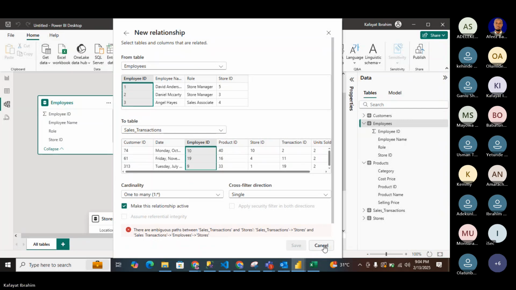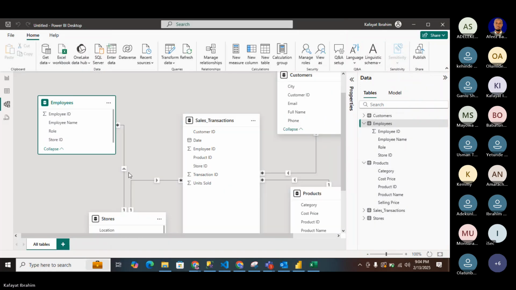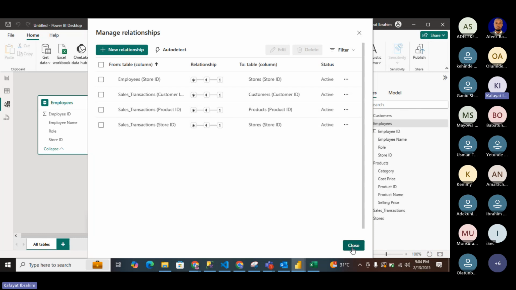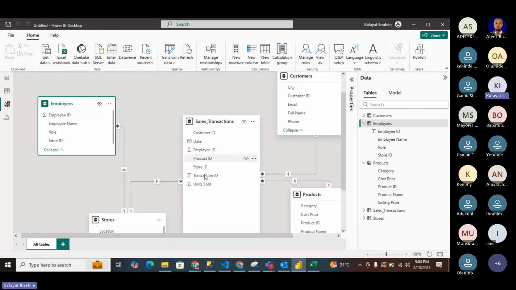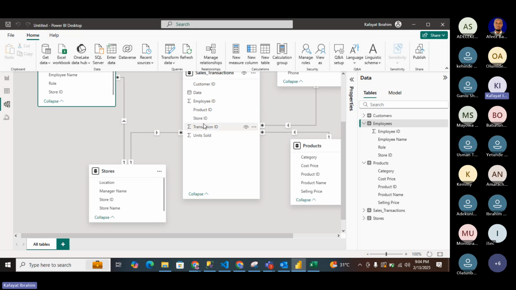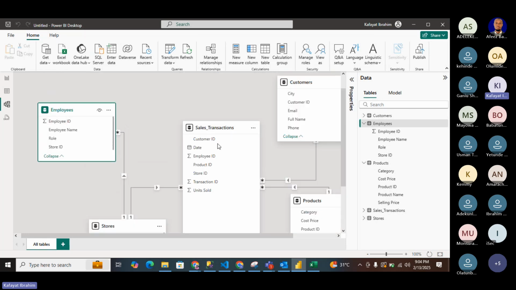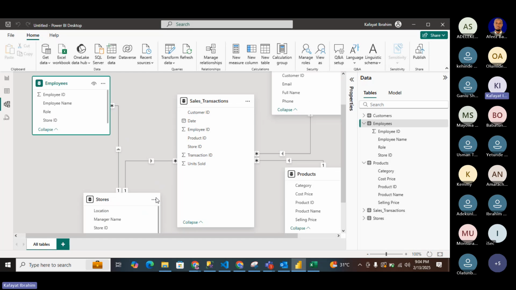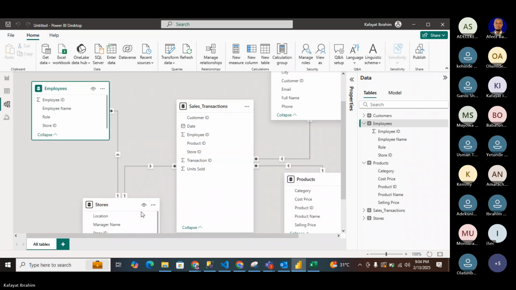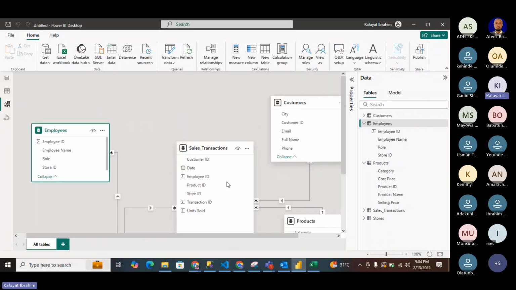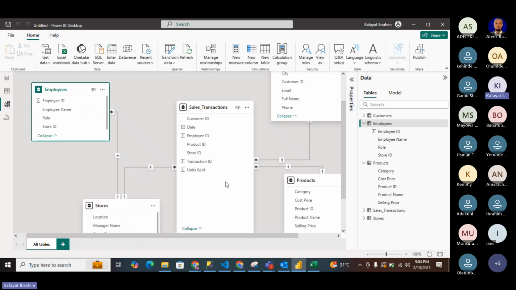Ambiguous. There's an ambiguous path. Okay. This is new. This is store ID. Do they have a store ID? Store ID is there. Employee ID is there. Employee ID is there. Then the store ID should have an impact in this. Or did I have to use query? Okay, we query that.